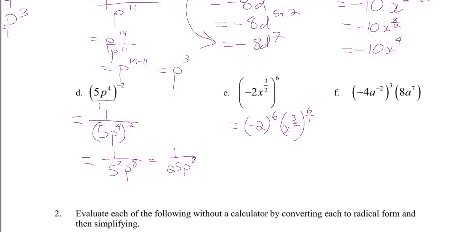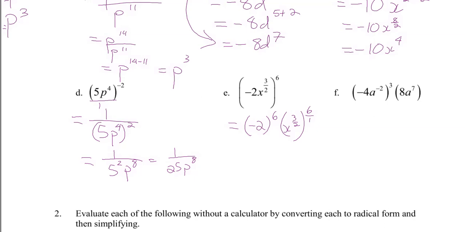So negative 2 to the 6th, we can just evaluate. If you're doing it on your calculator and it's a negative, make sure you go bracket, negative 2 bracket, then raise that to the 6th. An easier way to do that is just to go 2 to the power of 6, because a negative raised to an even exponent will be a positive.